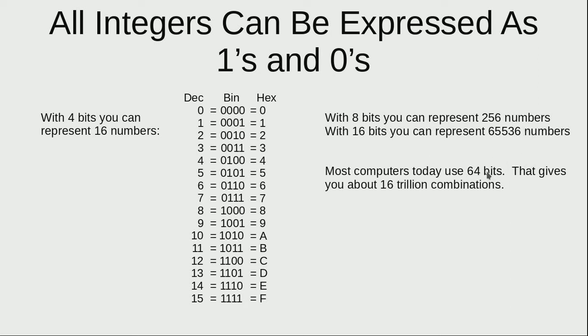Today, computers use 64 bits at a time. That counts up to about 16 trillion. That's not an exact number, but it's approximately that. So you can see that computers today with 64 bits for arithmetic are much more powerful than computers when I graduated from college with 8 bits.